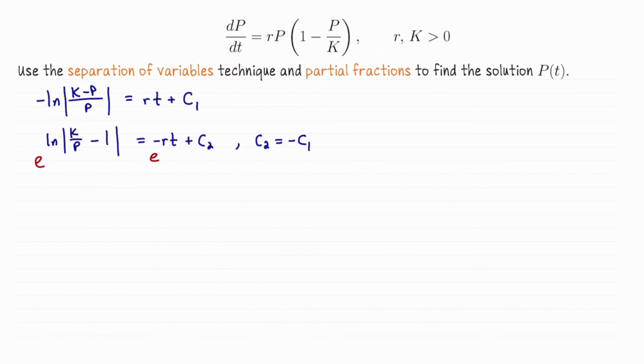On the left, we're doing e to a natural log, so that leaves us with the absolute value of k divided by p minus 1. And on the right, we have e to the negative rt plus c2, which is e to the negative rt times e to the c2. In order to remove the absolute values, I'm going to take e to the c2 and replace this with a general constant, which could be positive or negative, so that we're absorbing the sign.